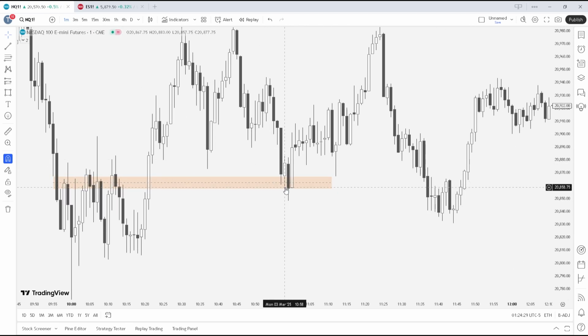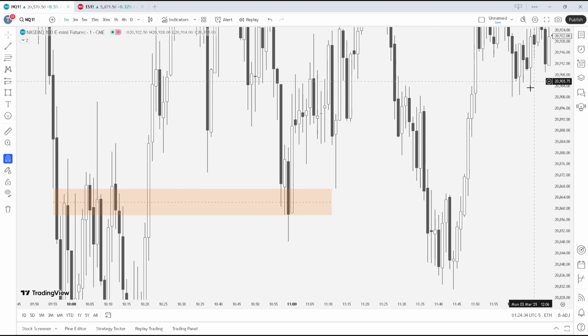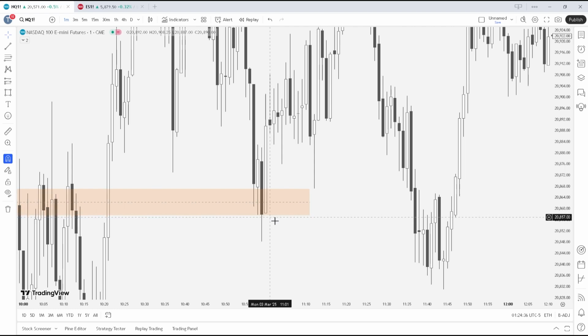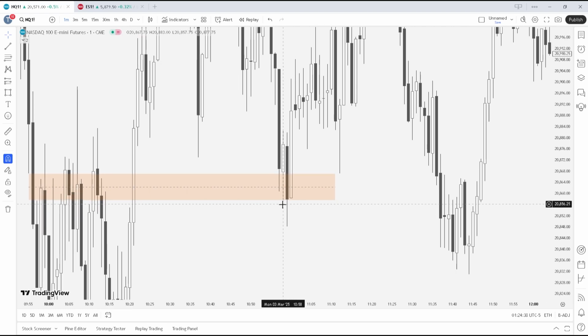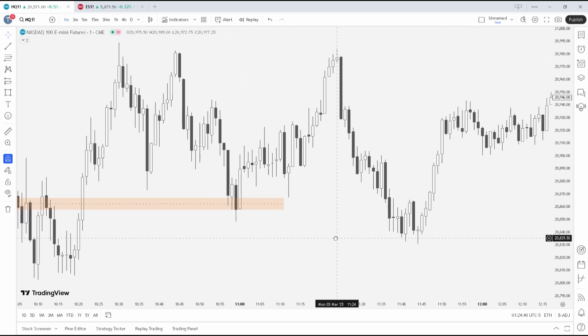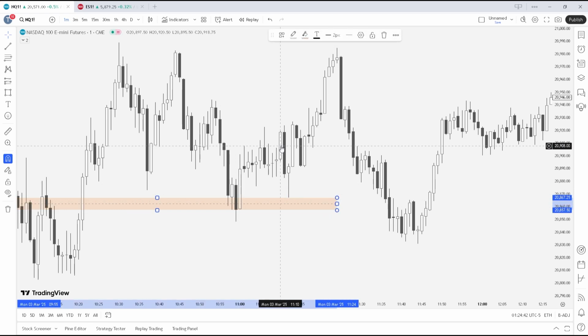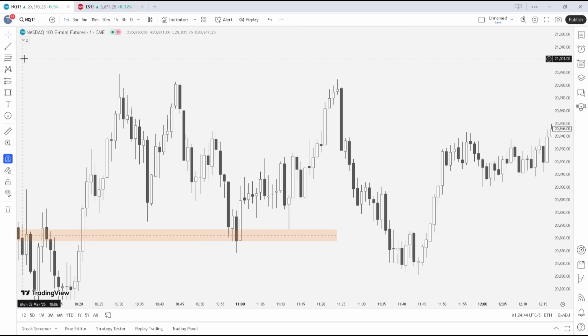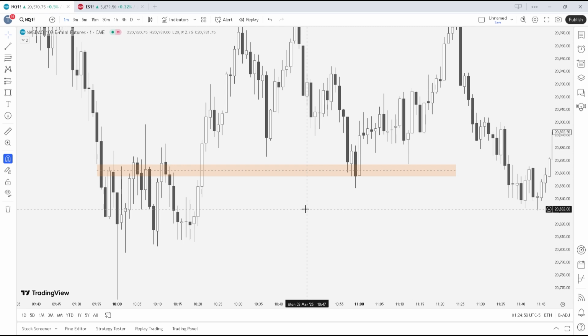We come into the inversion fair value gap, tap into it, and you can see how cleanly price respects it, right? We almost perfectly respected the inversion fair value gap. And then we get a push higher towards this buy side liquidity pool. And when you're using these fair value gaps and inversions, you want to make sure you have a good read on the liquidity first.